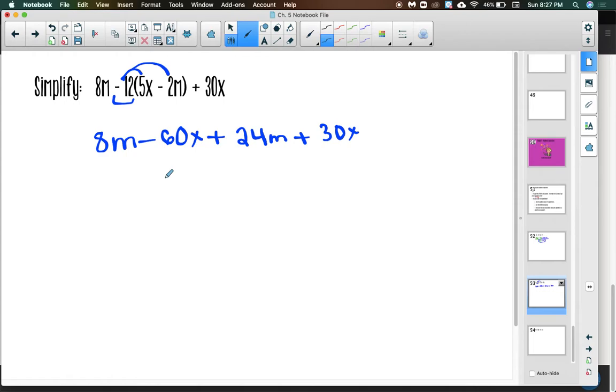And now we can regroup using the order of operations, using the commutative property, pardon me. We're going to put 8m first, plus 24m next. We want to get those like terms together. That helps us to do our simplifying. Now we've got negative 60x, so I'll write minus 60x here, plus 30x.